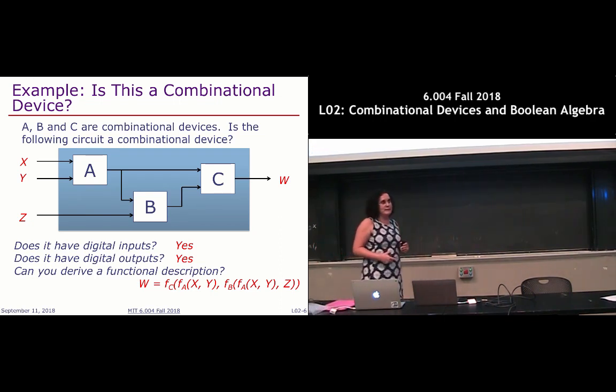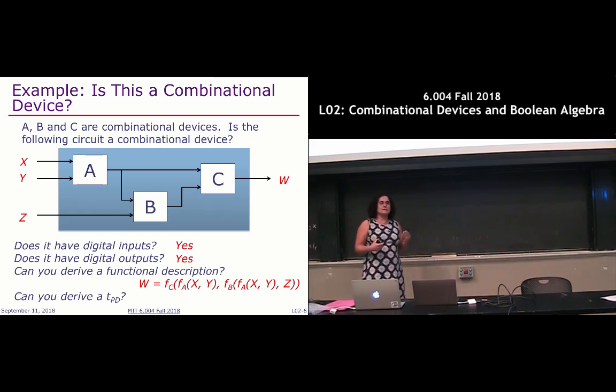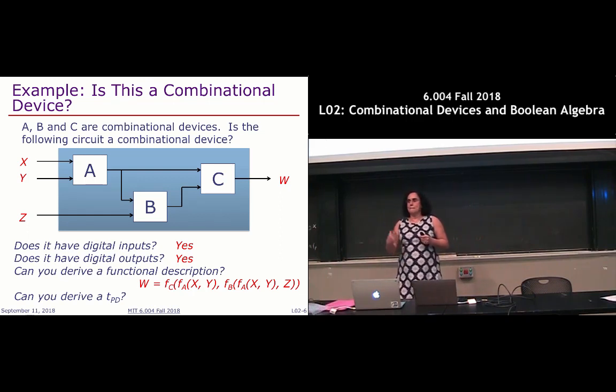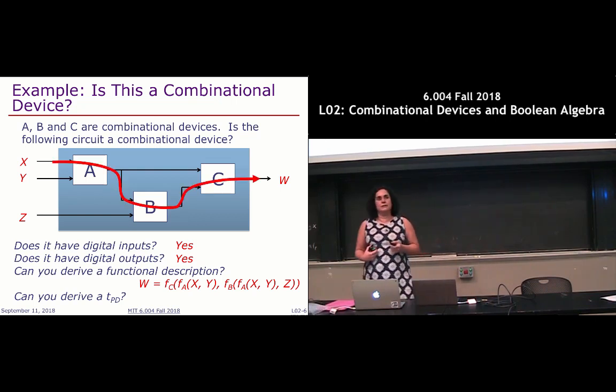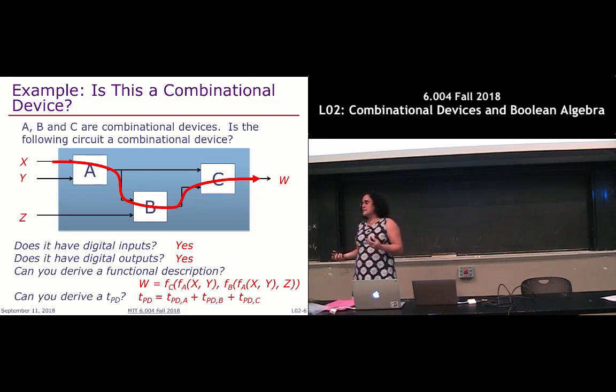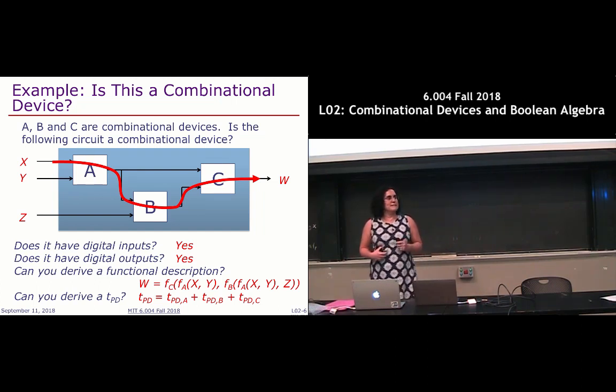Great. So then the last thing we need for our static discipline is to be able to derive a propagation delay for this circuit. So how would I go about doing that based on the propagation delays of A, B, and C? Exactly. We're trying to come up with an upper bound, and so it's the longest path through this circuit. So if I add up the propagation delay of A plus the propagation delay of B plus the propagation delay of C, I have now generated the propagation delay for this more complex combinational circuit. Okay? And so in fact, this is a valid combinational circuit, and we can specify everything that we need to know about it.